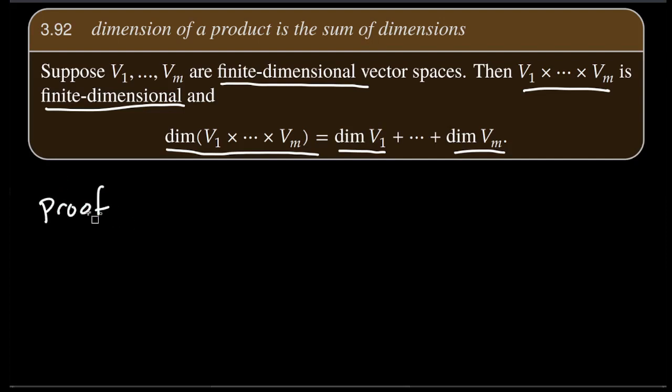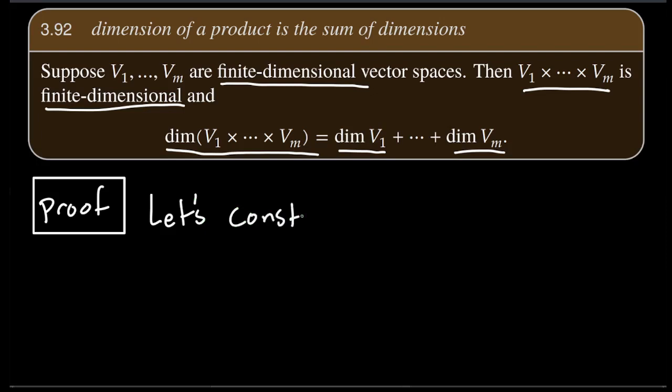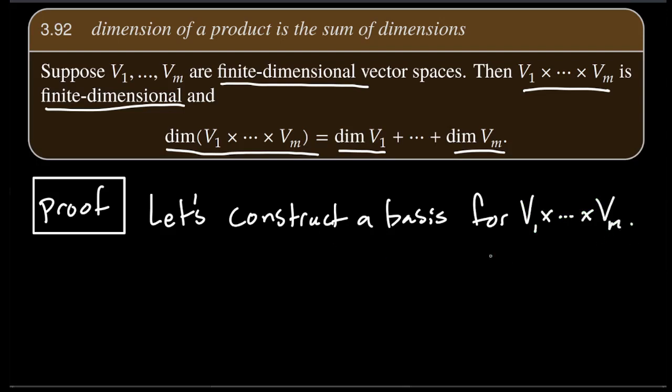So, how do we prove this? What is your first intuition? I think the easiest way is just to straight up construct a basis. So let's construct a basis for v1 times ... all the way down to vm for this product. Okay.